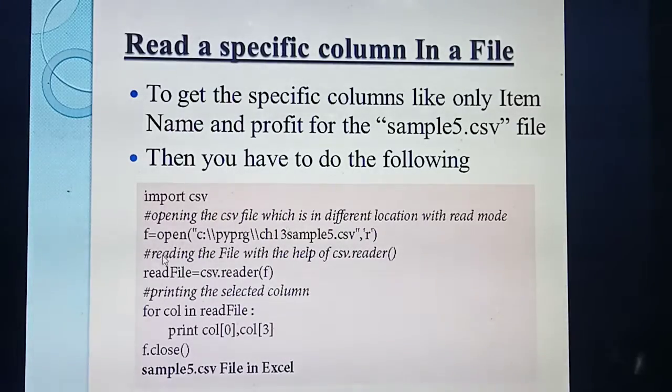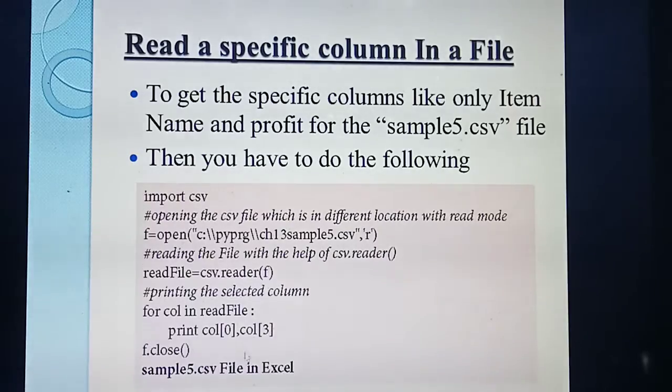Next, what's the second line? Normal: open a file. So f equal to open of that same. What's the name of the file? Here we are going to open sample5.csv. This file you are going to open in read mode. Next, instead of reader equal to csv.reader, you are giving read file, same meaning. So read file equal to csv.reader of file object. This file object you are going to read.